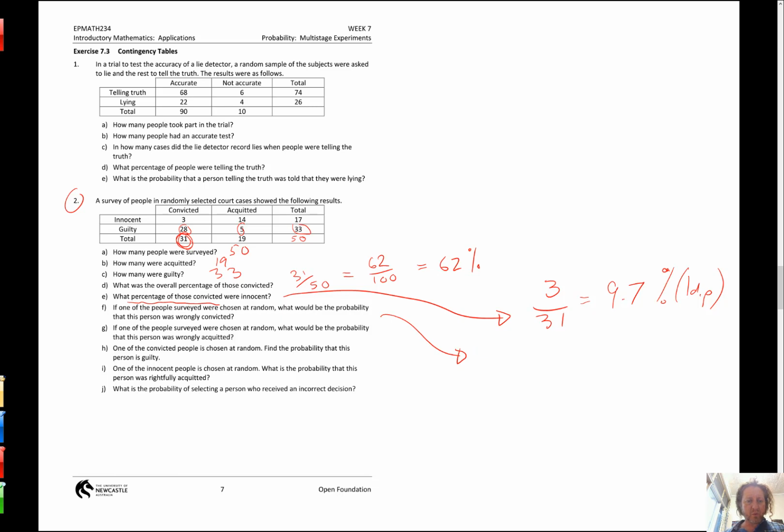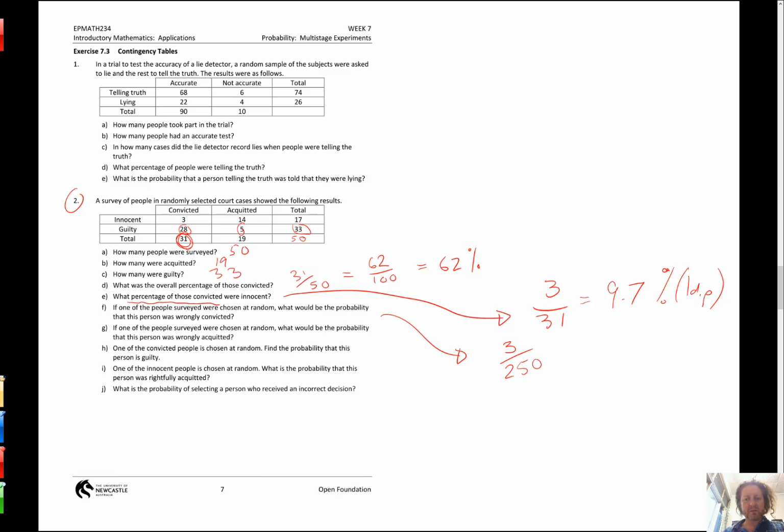Okay, here, if one of the people surveyed were chosen at random, what would be the probability that this person was wrongly convicted? Now, it's not conditional. It's still just one of the people of the overall survey chosen at random. Wrongly convicted means they were convicted and they shouldn't have been. So how many people were convicted but they shouldn't have been? There were 31 convicted. 3 of them were convicted but they were innocent. That's 3. 3 people were wrongly convicted. They were innocent but they were convicted. 3 out of 250 people answers that question.